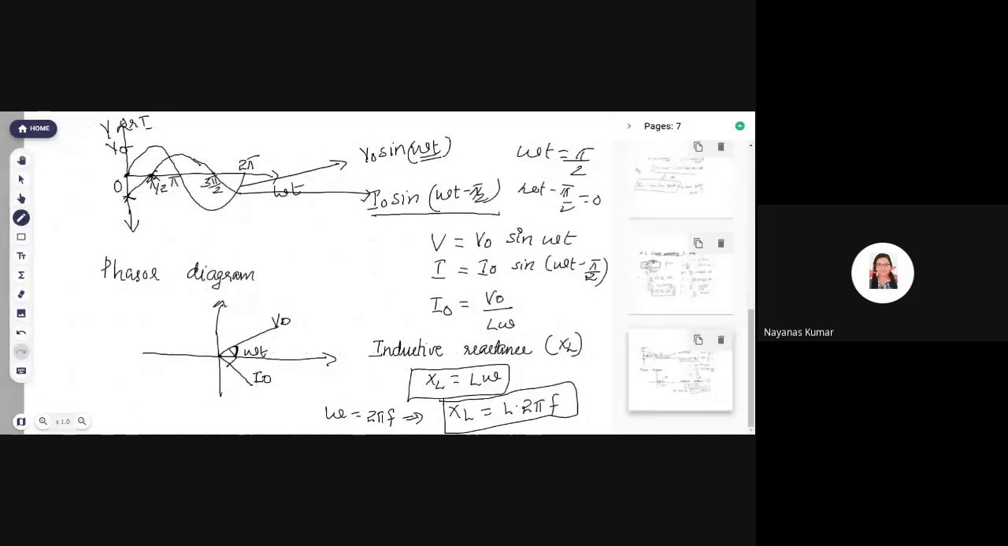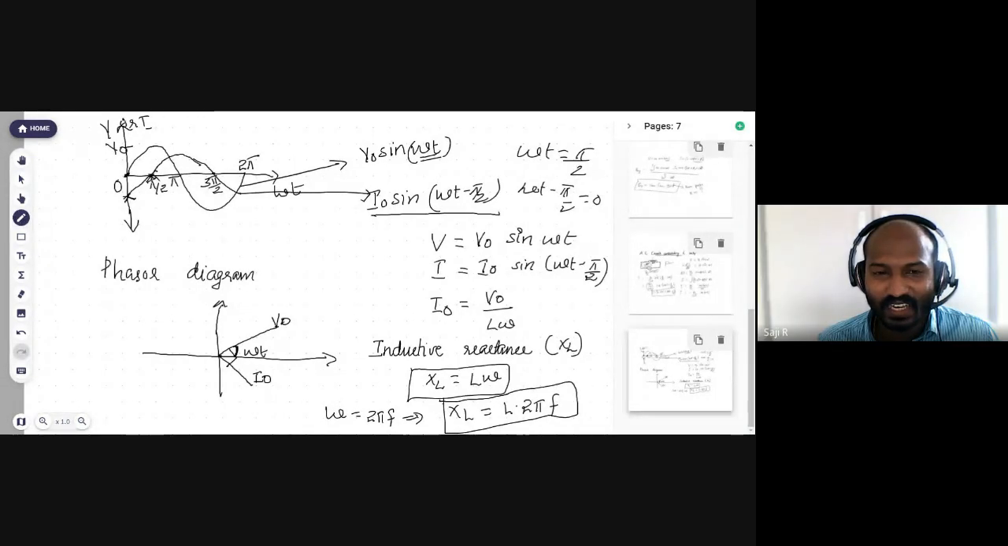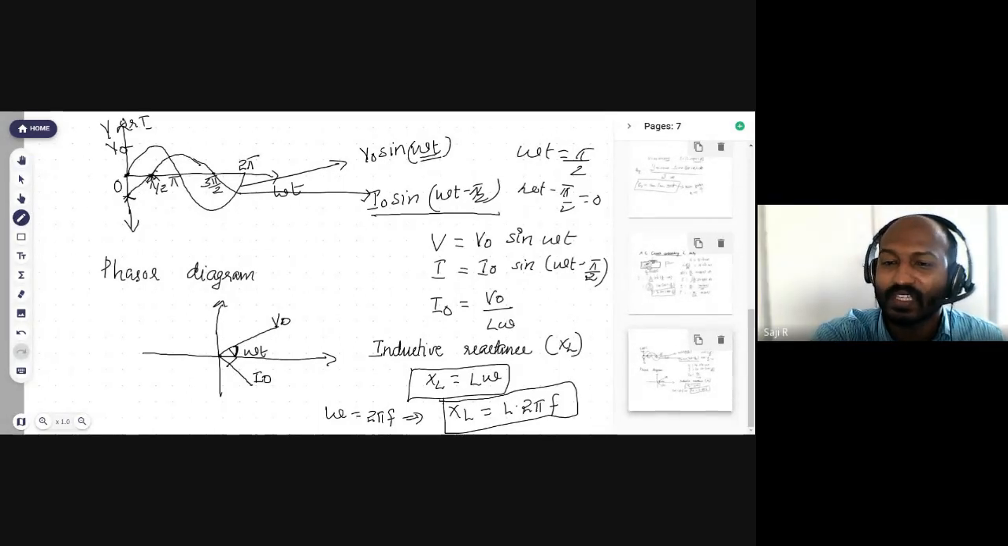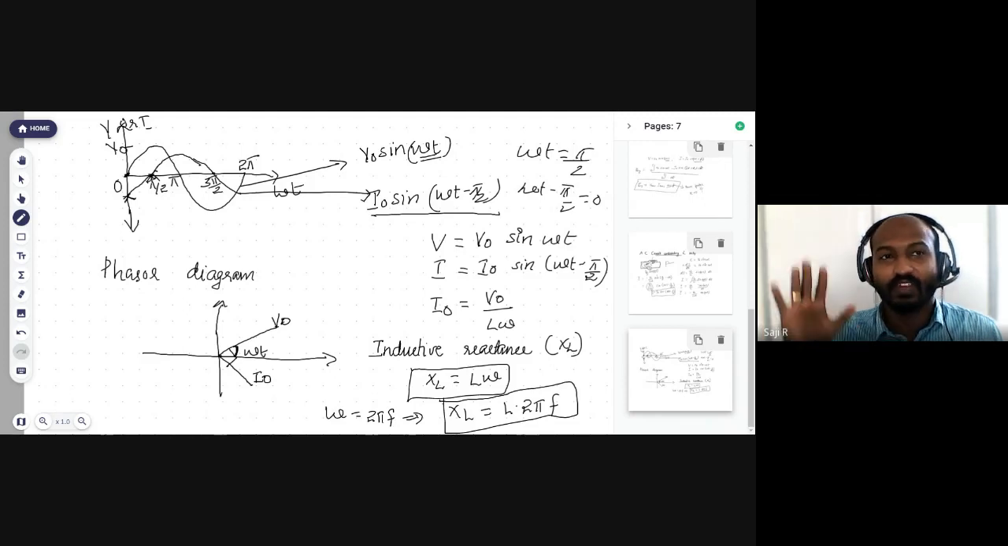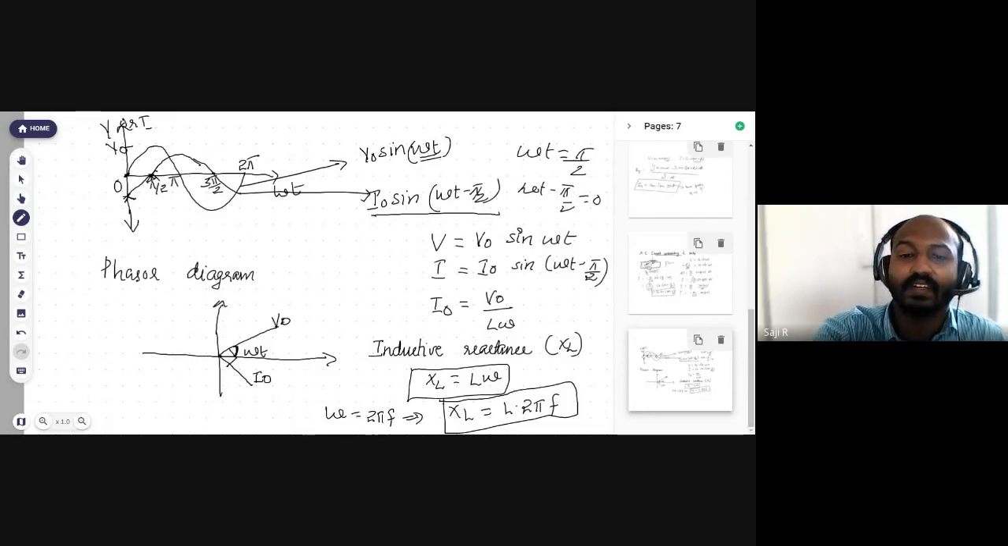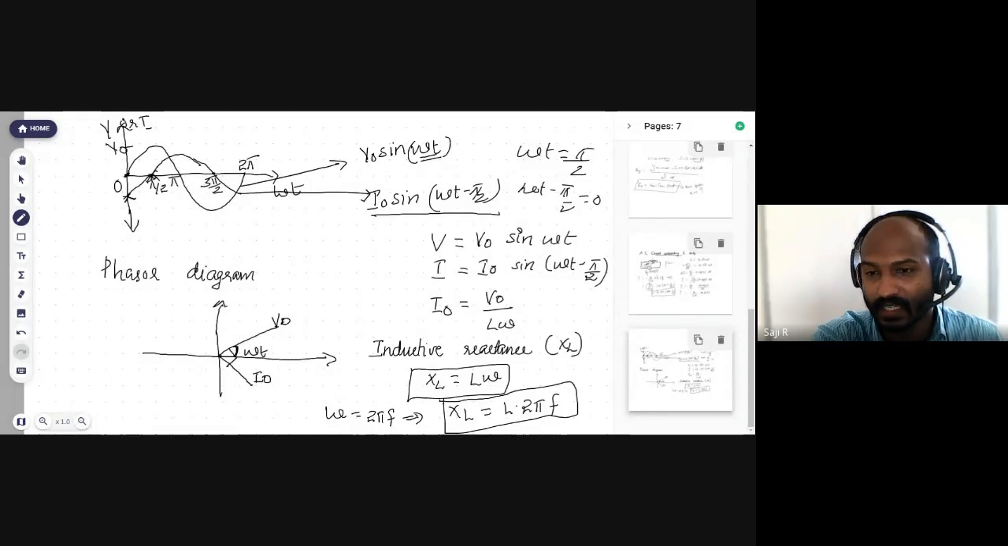As per the equation, if frequency is 0, then XL is equal to 2πfL, which is L into 0, so it becomes 0. That means the inductor will not oppose the DC. So if a constant current is flowing through it, it will not oppose DC. But if a varying current or AC is applied, then depending on the frequency, the inductor will have high resistance. That means the inductor will oppose AC, but the inductor will not oppose DC.